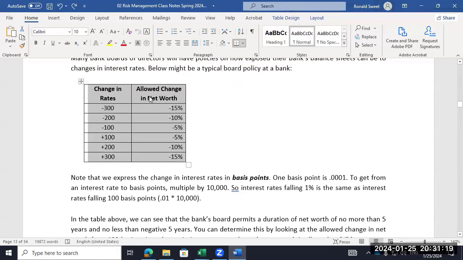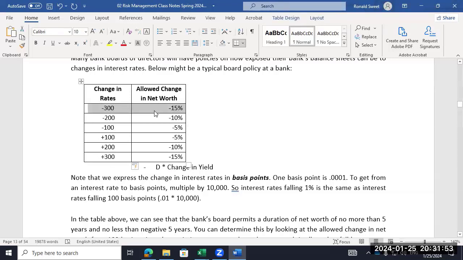Now, this implies a certain duration. Because if you remember the formula, minus duration times the change in yield, essentially what they're saying is, if interest rates rise 100 basis points and your duration is 5, you have minus 5 times 1%, that's minus 5%. So the longest your duration could be is 5 years in this scenario right here. And in this scenario too.